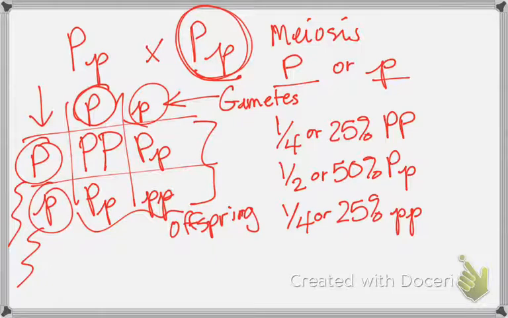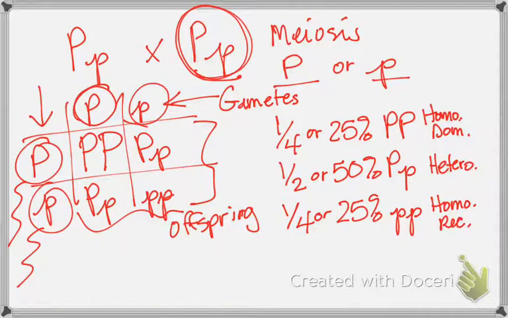In words, big P would be homozygous dominant. Big P, little p would be heterozygous. And little p would be homozygous recessive. Okay, now here comes another vocabulary word. Okay?